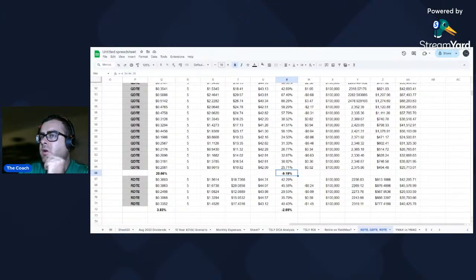Okay, so that is our dividends in a nutshell for Roundhill. Now let's go over to Seeking Alpha and let's do a comparison of these in terms of price return and total return. So I'm going to type in XDTE first.